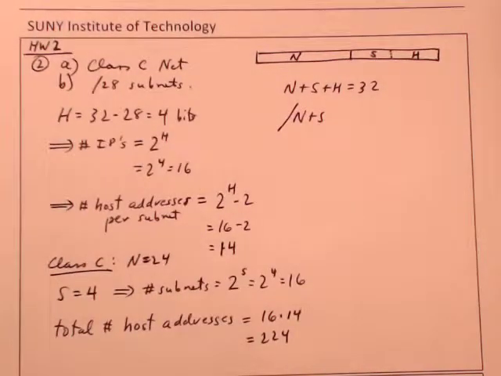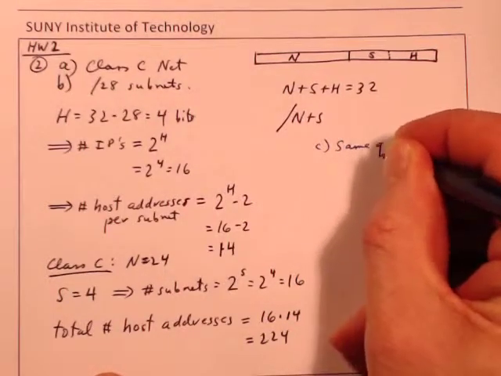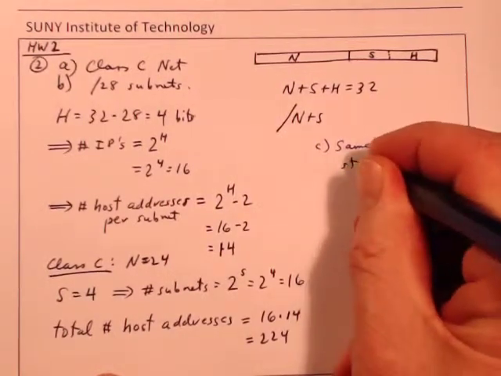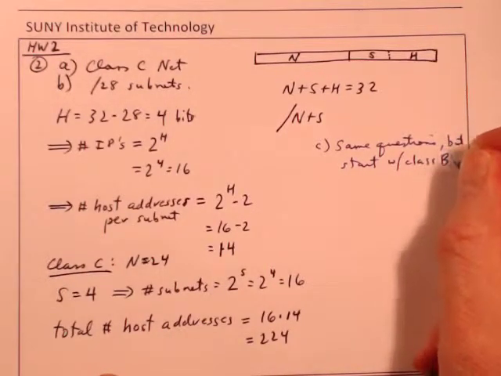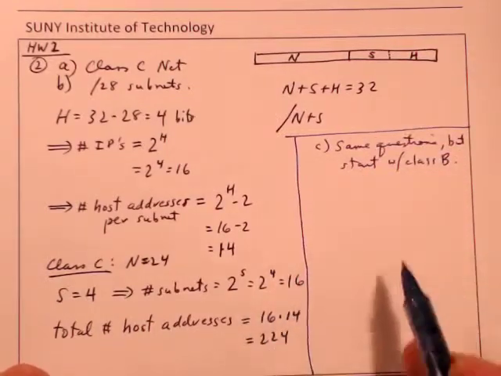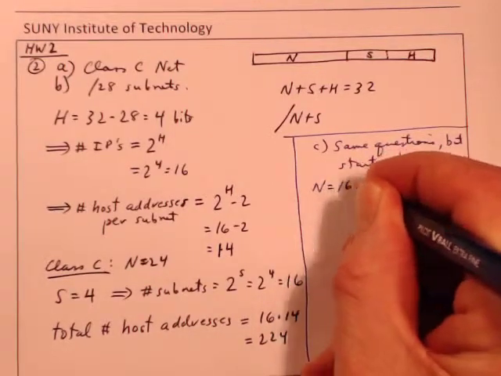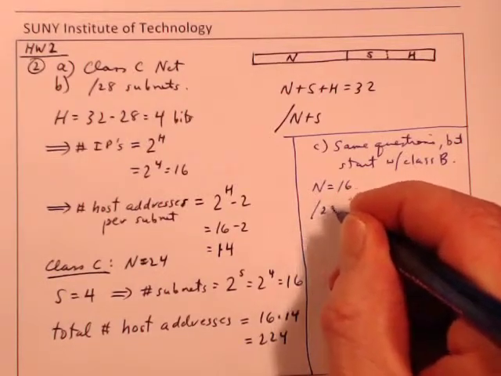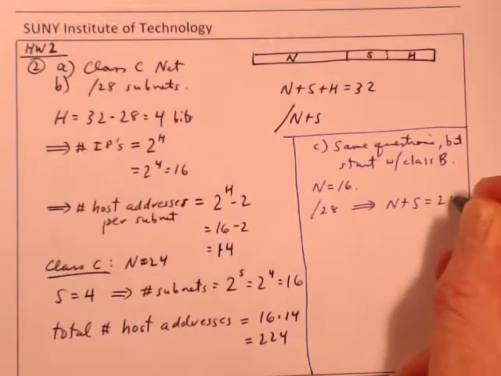Now C says the same question, but start with a class B network. This is a little bit different. We're going to start with a class B, in other words, n is going to be 16. And if we use /28, that implies that n plus s is 28.